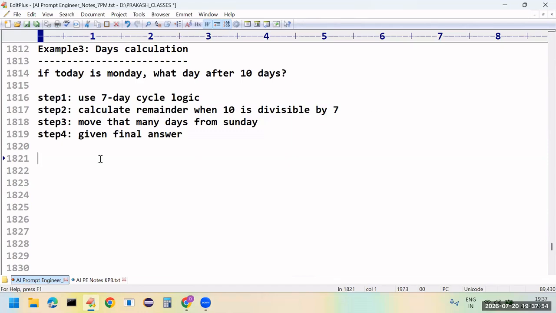If you are clear, then maybe another couple of simple examples, then we will go with complex ones. Clear, friends, up to this? Yes, sir. Clear.